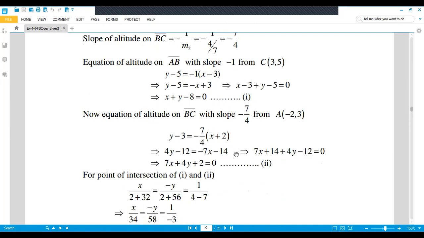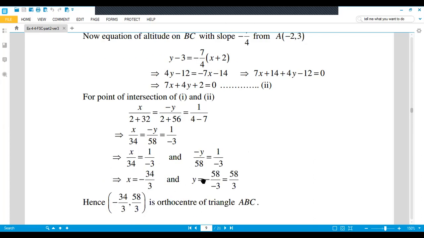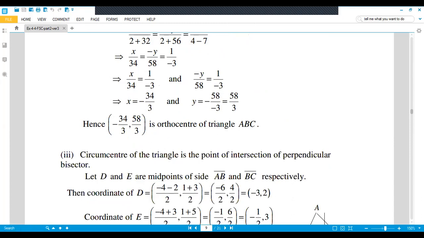Using point-slope form, you get the equation, then the second equation. For the point of intersection of 1 and 2, x divided by a determinant: in the determinant you take equations 1 and 2, the coefficient of y and the constant. So that will be 2 and 32. And for minus y, similarly, you will take the determinant of the coefficient of x and the constant. And for the constant, you take the determinant of the coefficients of x and y. You will get this, and from this you find x and y. So that is the orthocenter of the triangle.